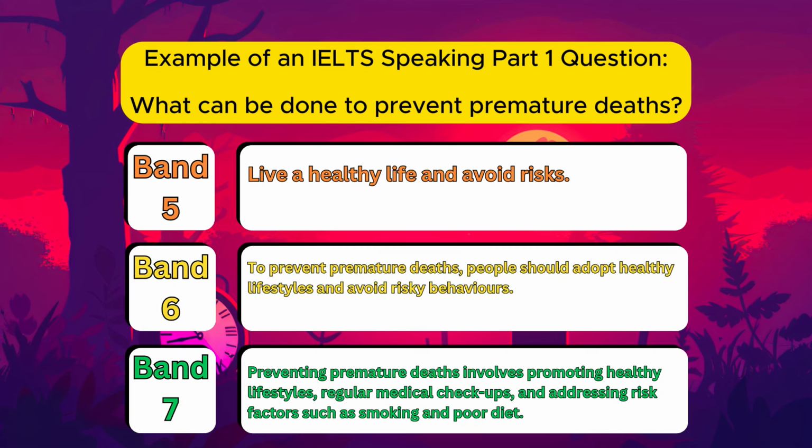Band 5. Live a healthy life and avoid risks. Band 6. To prevent premature deaths, people should adopt healthy lifestyles and avoid risky behaviors. Band 7. Preventing premature deaths involves promoting healthy lifestyles, regular medical checkups, and addressing risk factors such as smoking and poor diet.